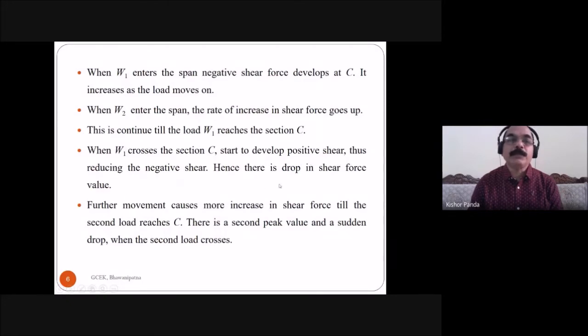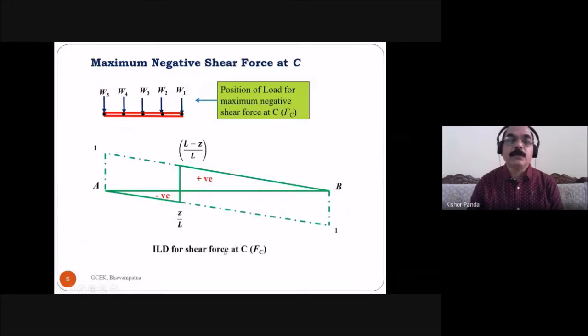Hence, there is a drop in shear force value. Further movement causes more increase in shear force till the second load reaches C. There is a second peak value and a sudden drop when the second load crosses. Similarly, the first load crosses the section C, then the second load crosses the section C, so you will get another peak. Then the third load crosses the section C, and you will get another peak.